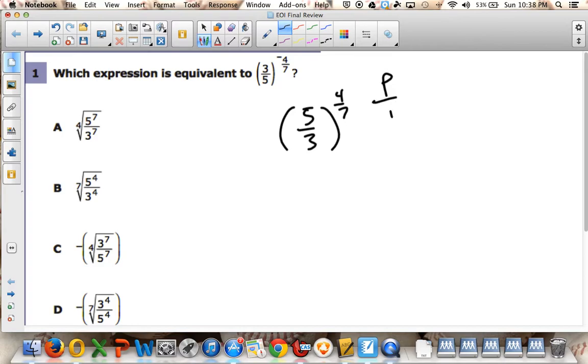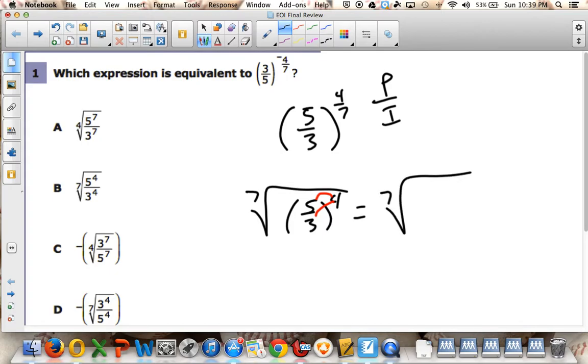Remember, I have power over index right here. So I have this to the 4th power with the 7th index. So I have the index as 7, and I have 5/3 raised to the 4th power. This answer looks very similar to B right here. Whenever I have parentheses, the power goes to the numerator and to the denominator. So the number in the numerator is also raised to the 4th power. Likewise, the denominator is also raised to that 4th power. So I can rewrite this as the 7th root of 5 to the 4th over 3 to the 4th, just like B looks right here.